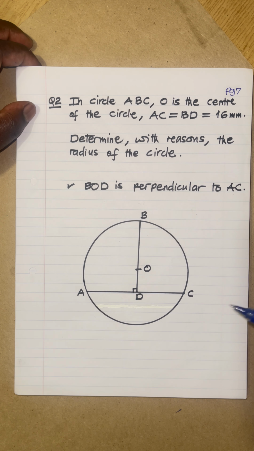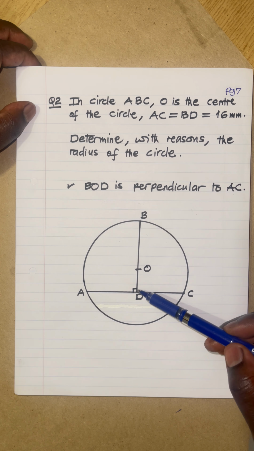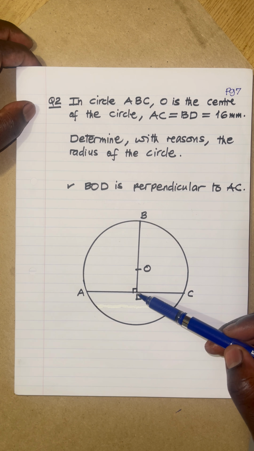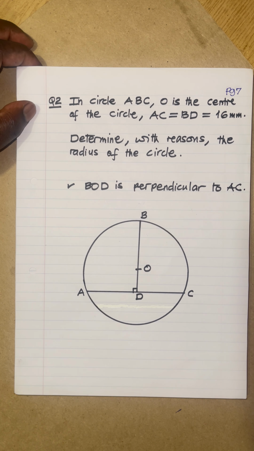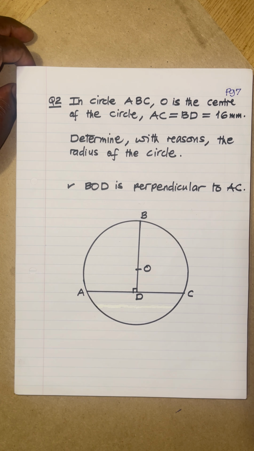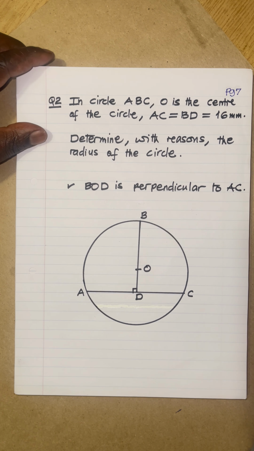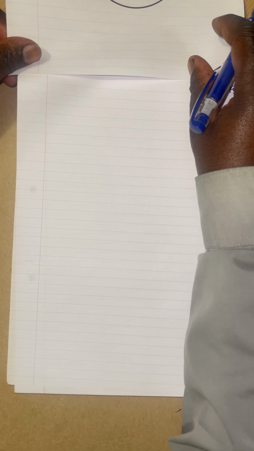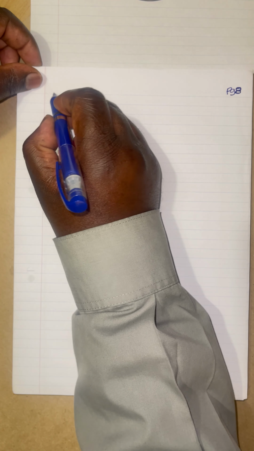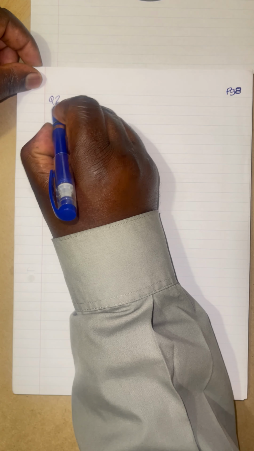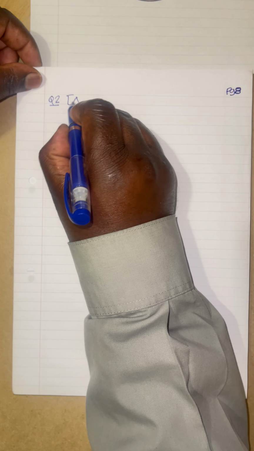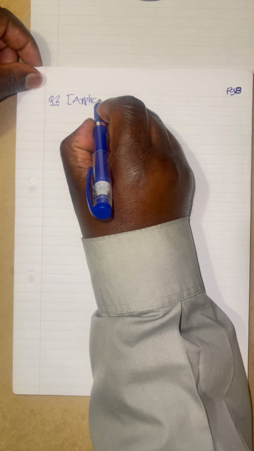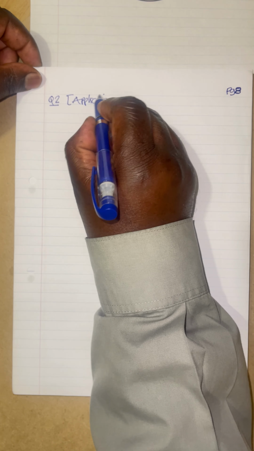Now, perpendicular from center to chord bisects the chord. That's theorem number 2, and that's the theorem we're going to use in this one. So how do we go about it? Well, as we did in question number 1, application number 1, let's capture this question here, question number 2, and basically its application of theorem 2.